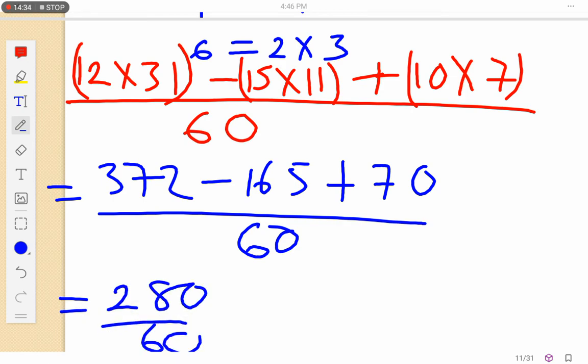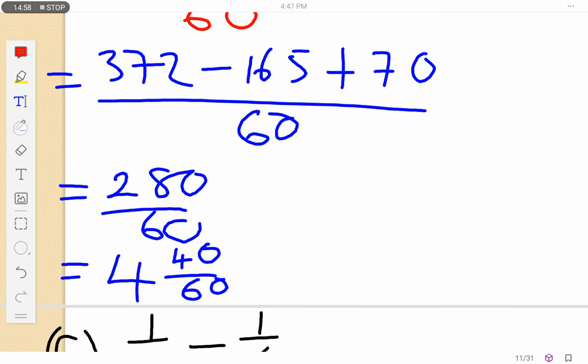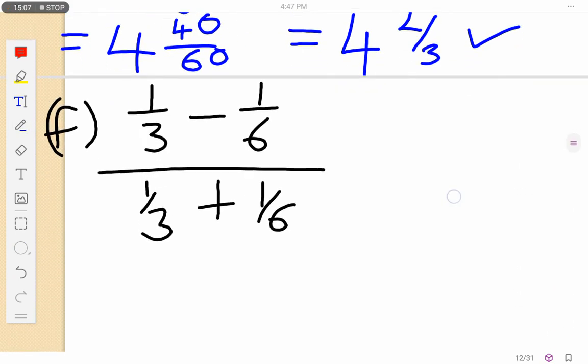Now 280 divided by 60, what do we get? Okay, I'm getting a 4 something. Let's see, 60 into, okay, so it's going to be 4 remainder 40 over 60. So this is the same as 4 and 2 over 3. Yes, okay, like that. Let's do the last question.